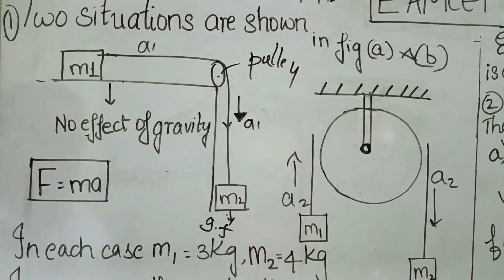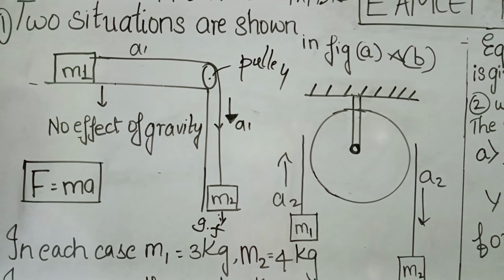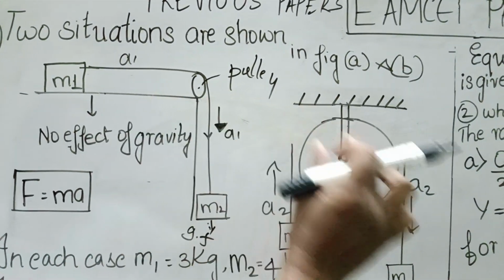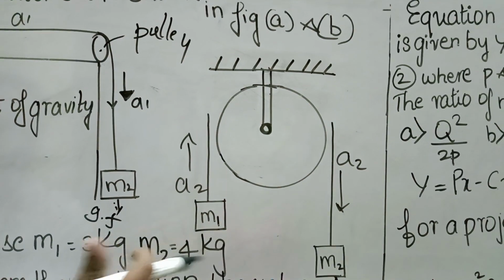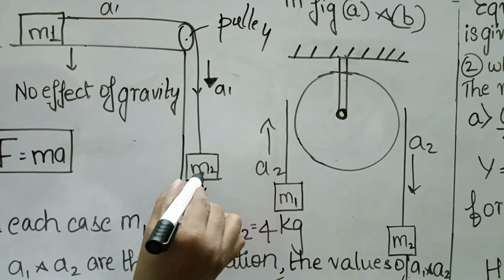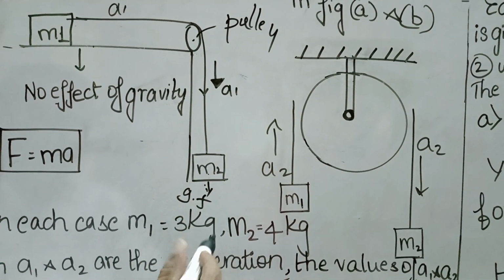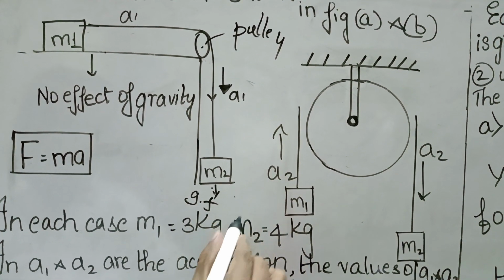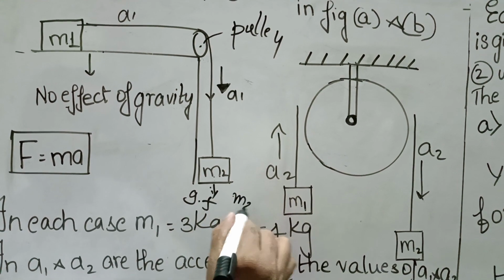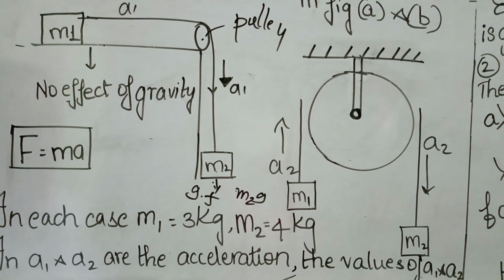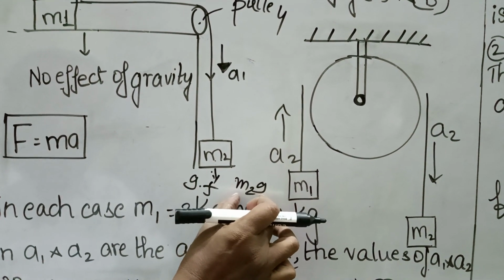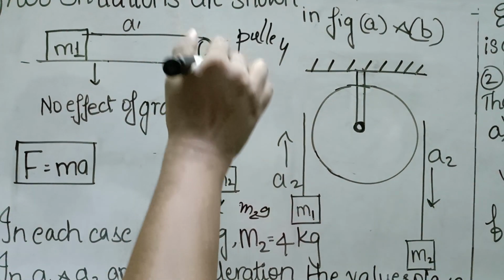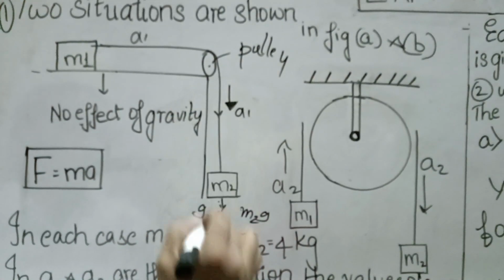if you release it, it will fall onto the ground because of gravitational force. Here we are asked to find out the acceleration in the first situation and the acceleration in the second situation. Here the mass m2, as it is subjected to gravitational force, we have the gravity effect of m2 into g. This gravitational force m2 into g pulls down the mass m1.